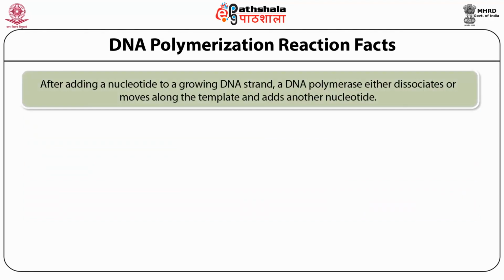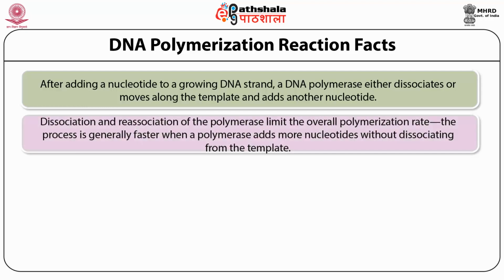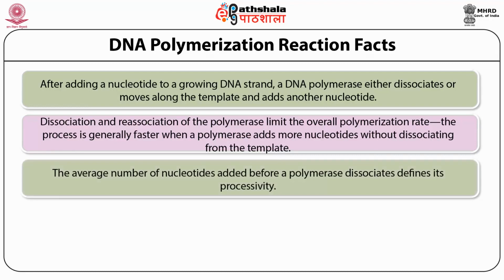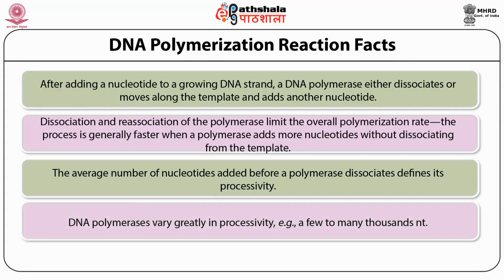After adding a nucleotide to a growing DNA strand, a DNA polymerase either dissociates or moves along the template and adds another nucleotide. Dissociation and reassociation of polymerase limit the overall polymerization rate. That is, the process is generally faster when polymerase adds more nucleotides without dissociating from the template. The average number of nucleotides added before a polymerase dissociates defines its processivity. DNA polymerases vary greatly in processivity, from a few to many thousand nucleotides.